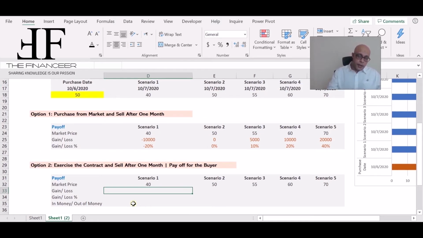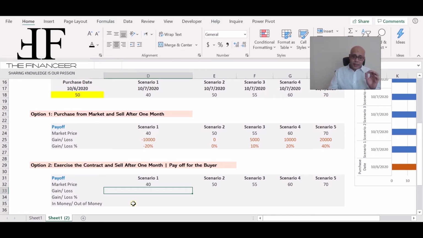Assume that in the first scenario the market price after 1 month reached 40. Now you have to decide whether to purchase from the market at 40 or to exercise the option contract and pay 55. What is more beneficial for you? Paying 40 or paying 55? Definitely you are going to pay $40.